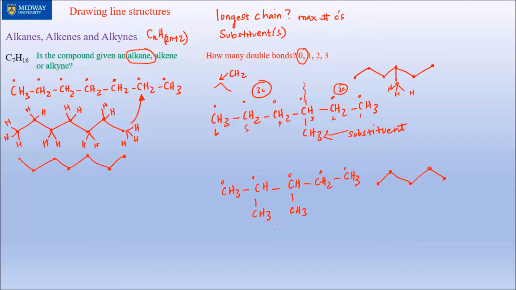And we have 2 substituents. This is one and this is the other. Where do we start numbering? Well, there's 2 substituents. You look on either side of the substituents. On this side, we have 1 carbon. On this side, we have 2 carbons. Things will get more complicated, I promise, but I'm trying to make it very simple on you. So traditionally, you would start numbering from this side because that side has the least number of carbons.